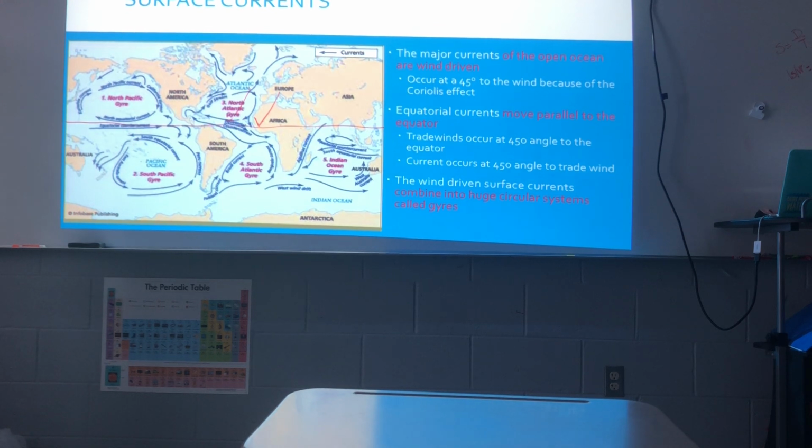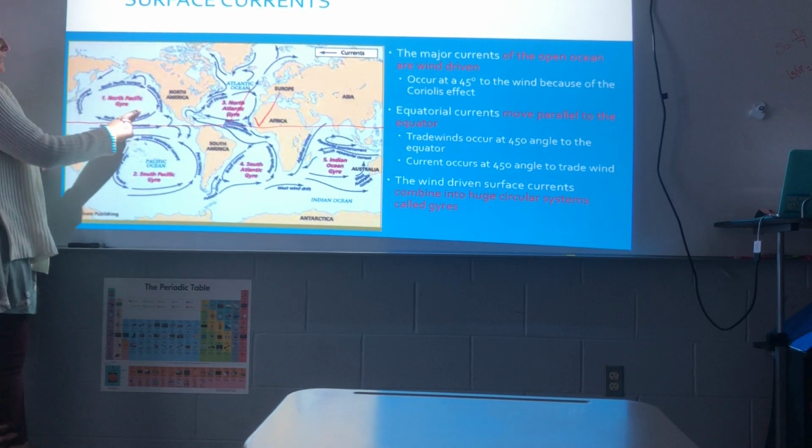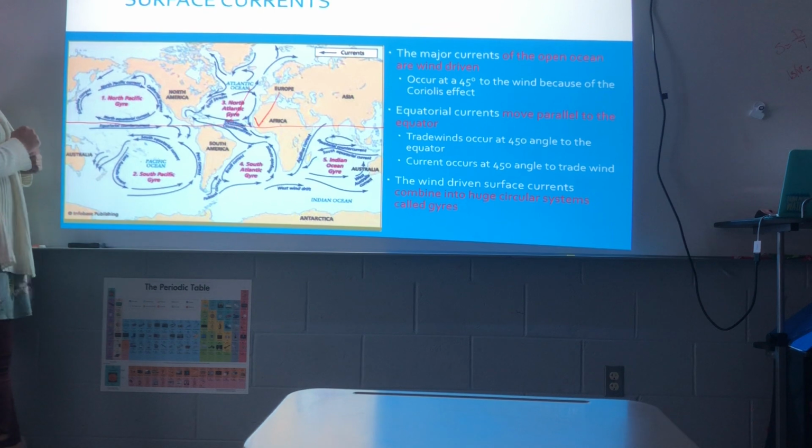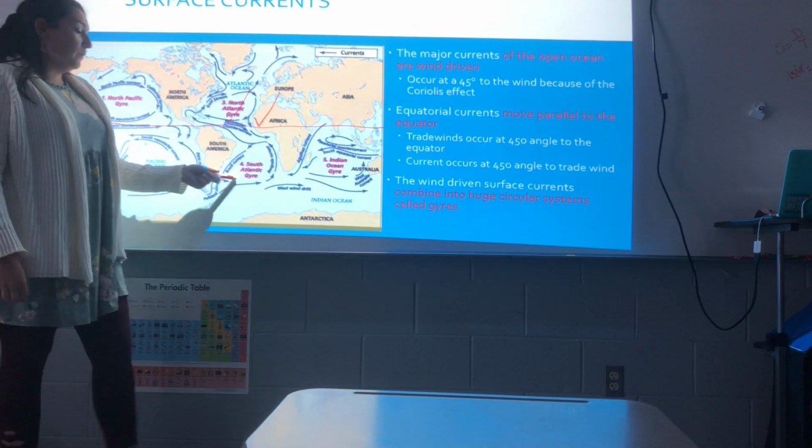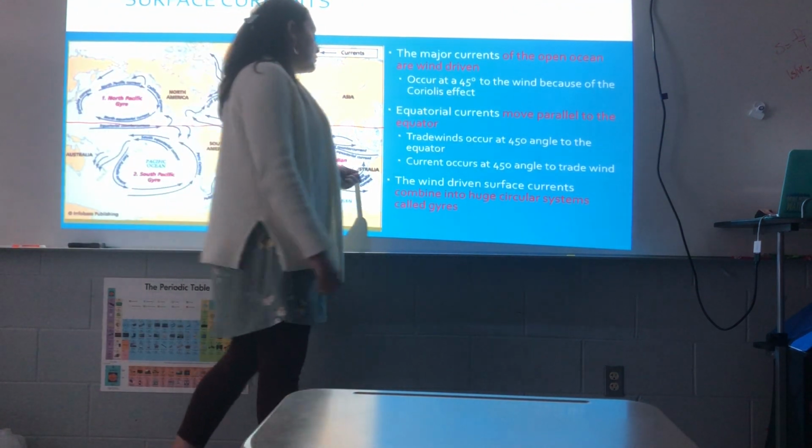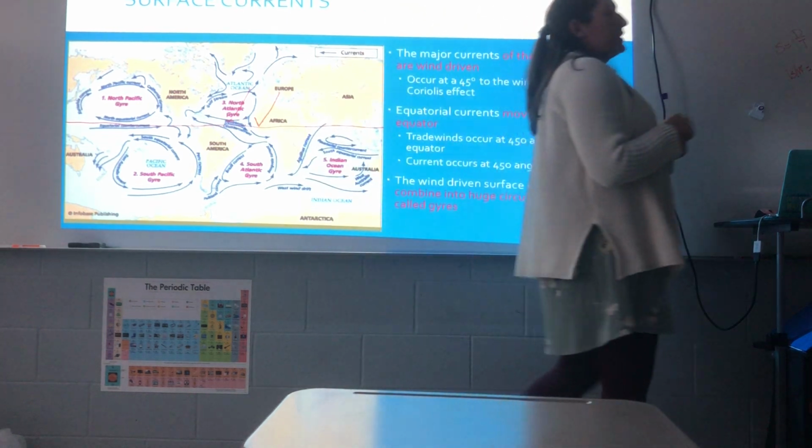The wind-driven surface currents occur in these big circles, and we call them gyres. They're really easy to remember. There's two major oceans, right? The Pacific and the Atlantic. So we divided them up. There's one gyre in the North Pacific and one in the South Pacific because they rotate in different directions. There's one in the North Atlantic and one in the South Atlantic, and then there's one in the Indian Ocean. The Indian Ocean is kind of blocked there.